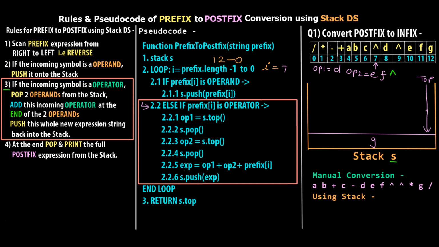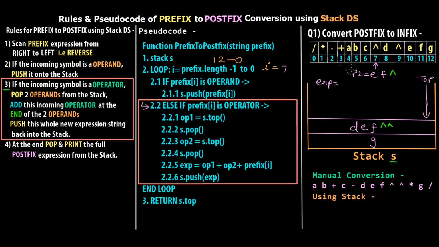Then at 2.2.5 we create this expression exp equals to OP1, which is D. Then we append OP2, which is EF raised to, and then we append prefix of I. What is prefix of I? Prefix of I is yet another raised to symbol, because we are at index position 7, which is another raised to symbol. So I'm simply gonna write that symbol over here, and this, my friends, is the new exp expression, which at 2.2.6 we will push onto the stack, and then this becomes the new top of the stack.